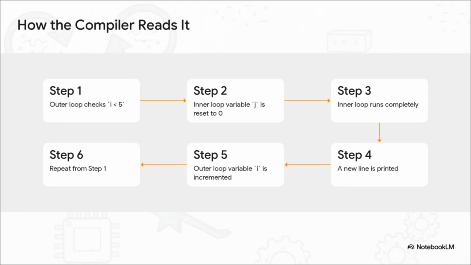So let's break down exactly what the compiler is thinking here. First, the outer loop checks i. If the condition is true, it jumps inside. Now, the very first thing it does is reset our inner counter j back to 0. This is so important. Then, and only then, does the inner loop run completely, printing 2, 2, 2 three times. Once that's all done, the program prints a new line, bumps i up by 1, and then it goes all the way back to the top to start the whole process over again.